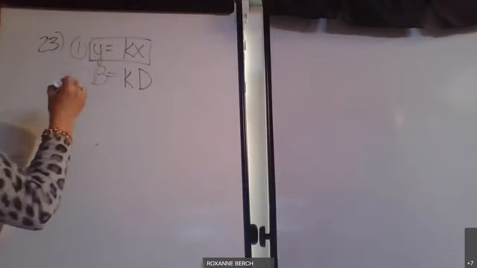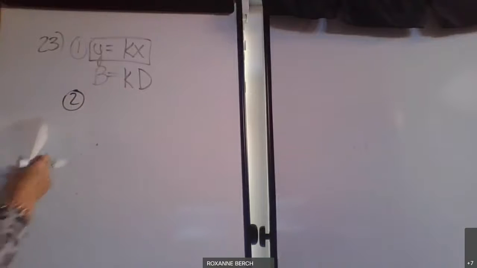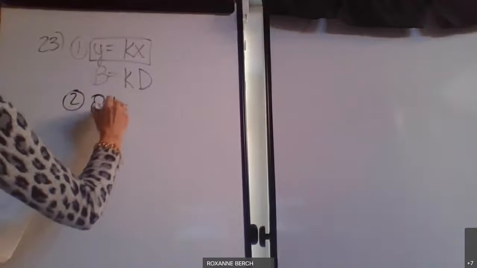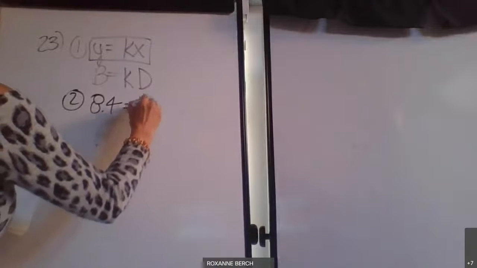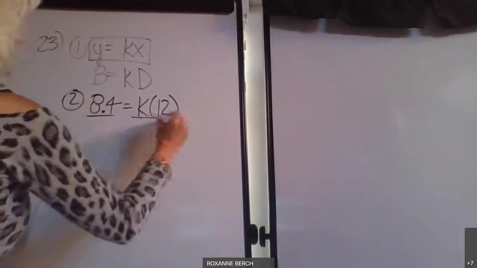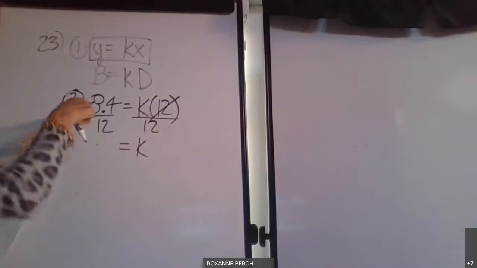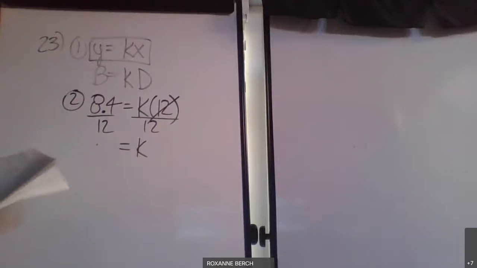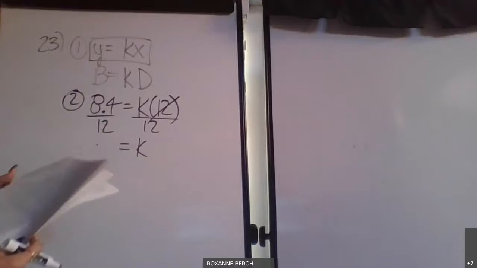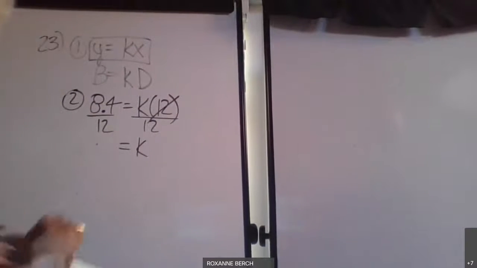Yeah. Okay, so the second step is I'm going to plug in the numbers. So what is it? 8.4 is equal to the constant of variation times 12. And remember what I said about using a calculator? So we're going to divide both sides by 12, and we're going to get our constant of variation. What's 8.4 divided by 12? Go ahead, I'm listening.